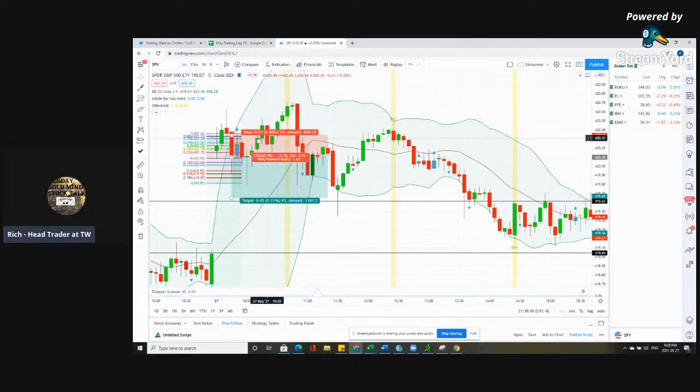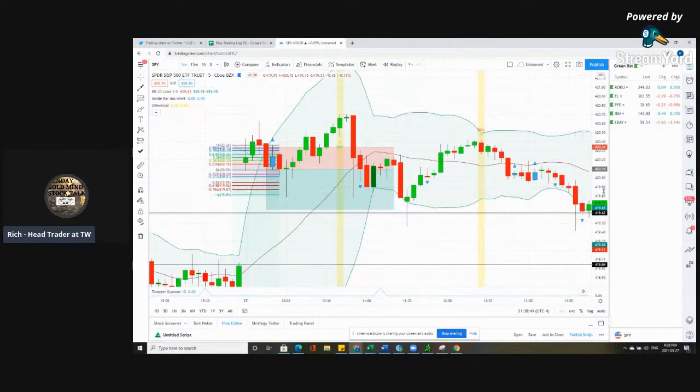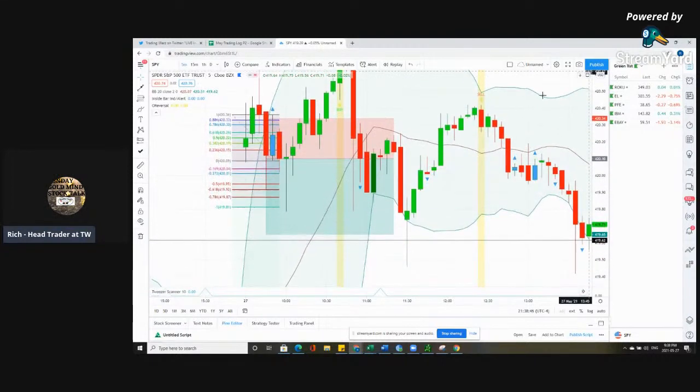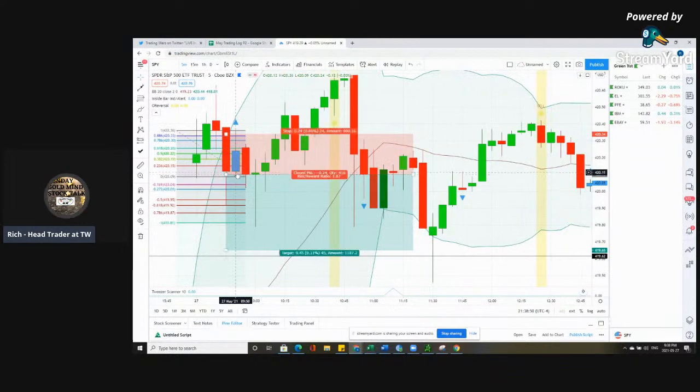Okay, so we're good. So now let's zoom in. All right. So what are we going to do here? We're going to take that short. This is for people that are just going to take the break of the inside bar. So whatever it breaks, it breaks. That's why you want to play this one.